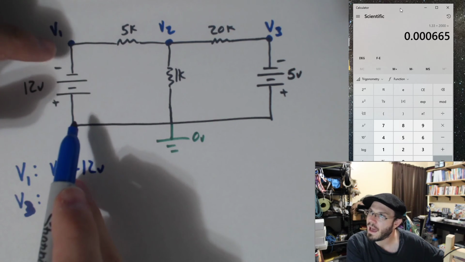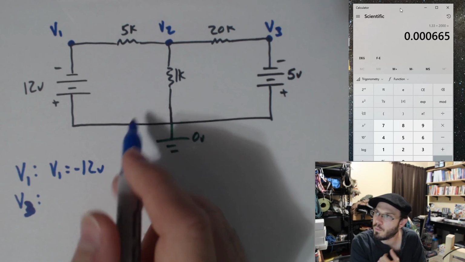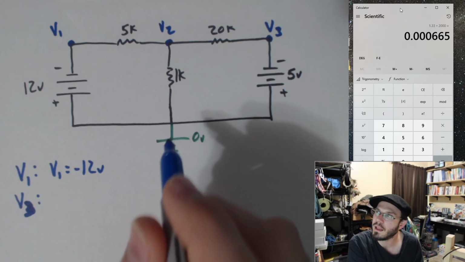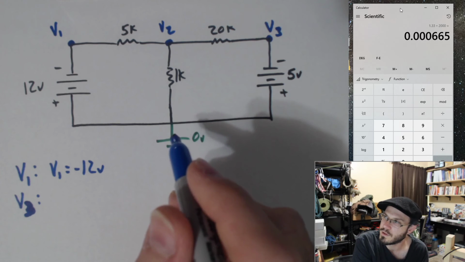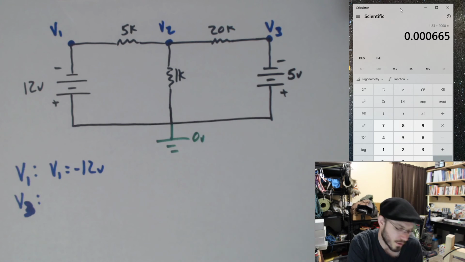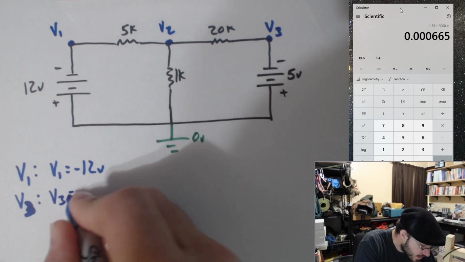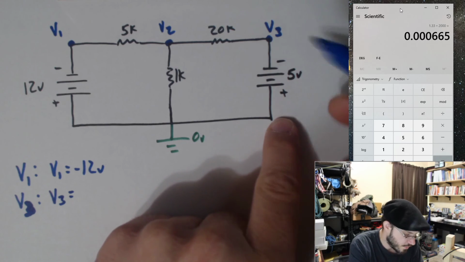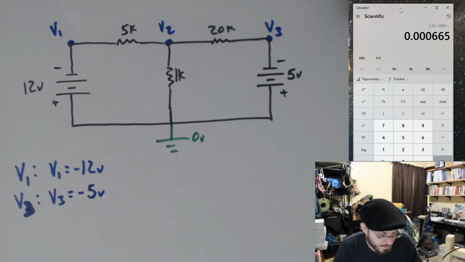So it's all a matter of what it is in reference to. That's why I'm calling this the reference node. Everything is relative as far as the voltage is. Everything is relative to this point being considered 0. Okay, so V3 is going to be equal to, well, it's 5 volts less than 0 volts. So V3 better be equal to minus 5 volts.